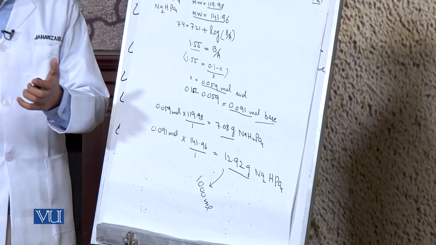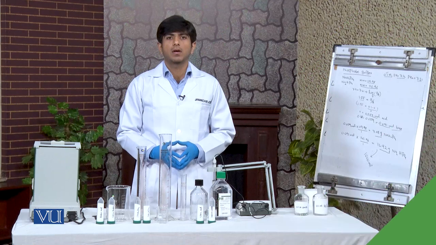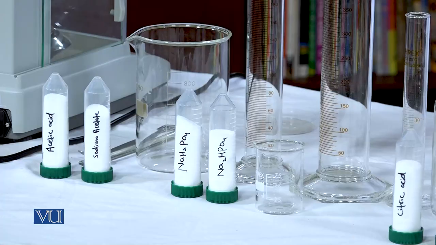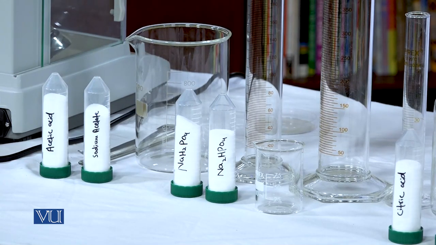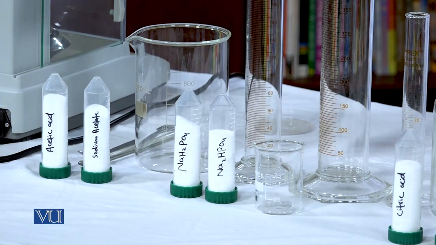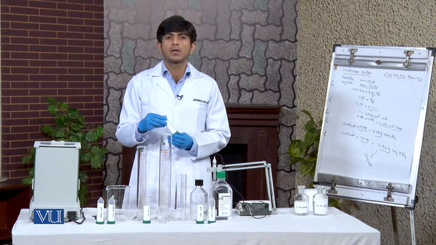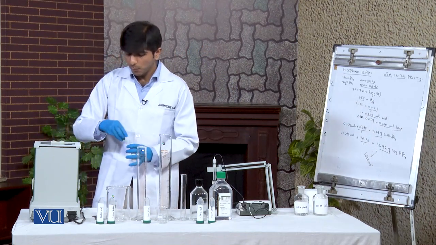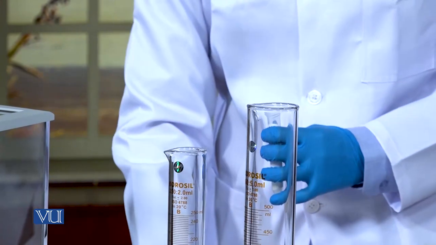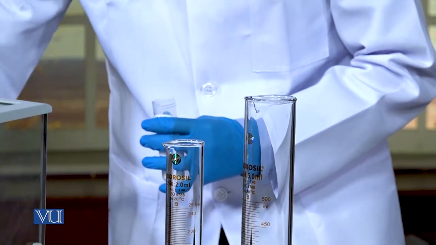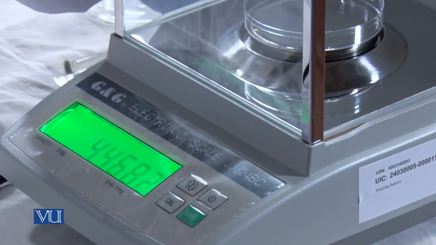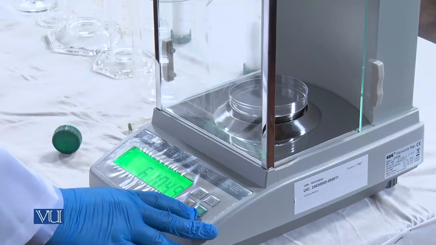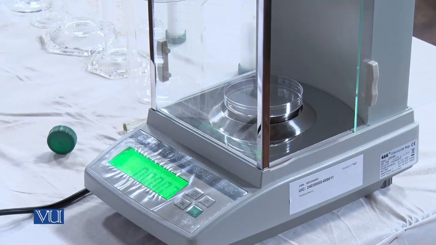Now let's perform the experiment. To prepare phosphate buffer in the lab, we will weigh the measured quantity of sodium dihydrogen phosphate and disodium hydrogen phosphate. So let's weigh the sodium dihydrogen phosphate. We will weigh 7.08 gram of sodium dihydrogen phosphate with the help of a spatula on the weighing balance.